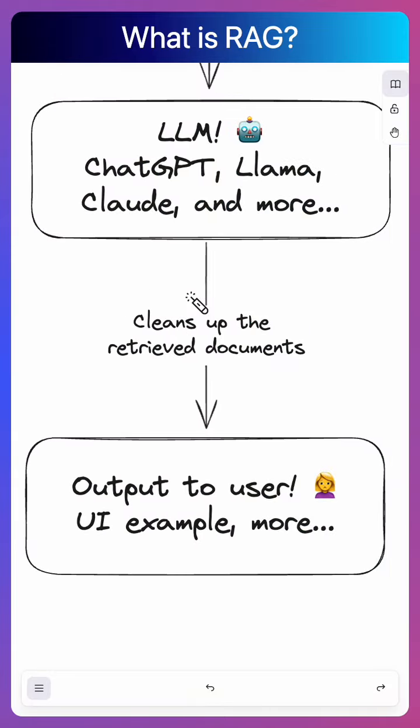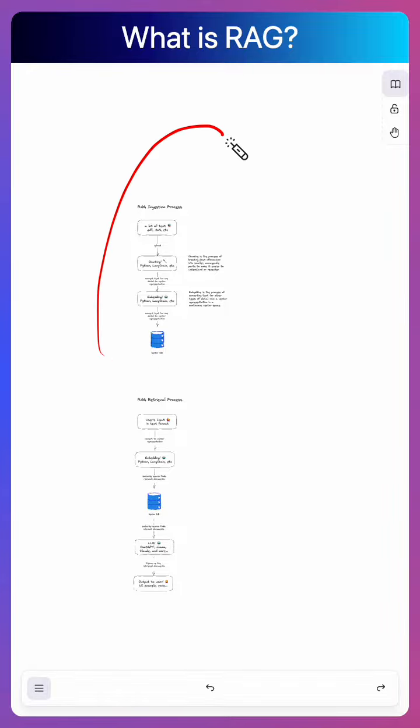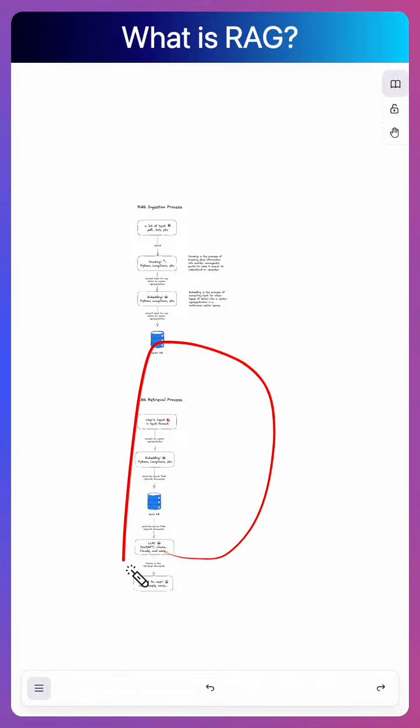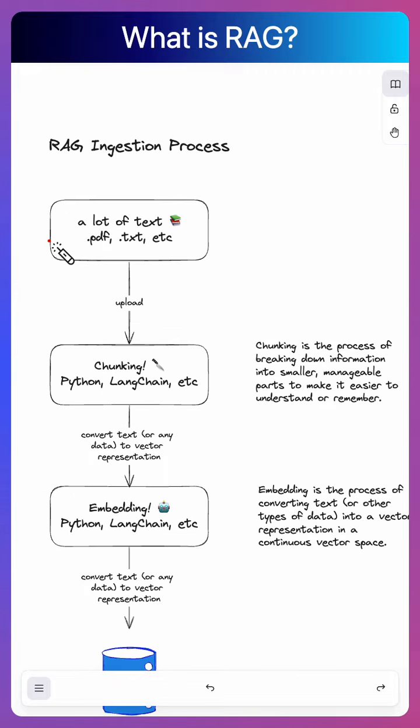Basically, the way it works is as follows. I'll explain it in the ingestion and in the retrieval parts. So let's start from there. The first thing is that you get a lot of data, you upload it, and cut it into small pieces. That's called chunking. In order to manage it, it should be manageable.